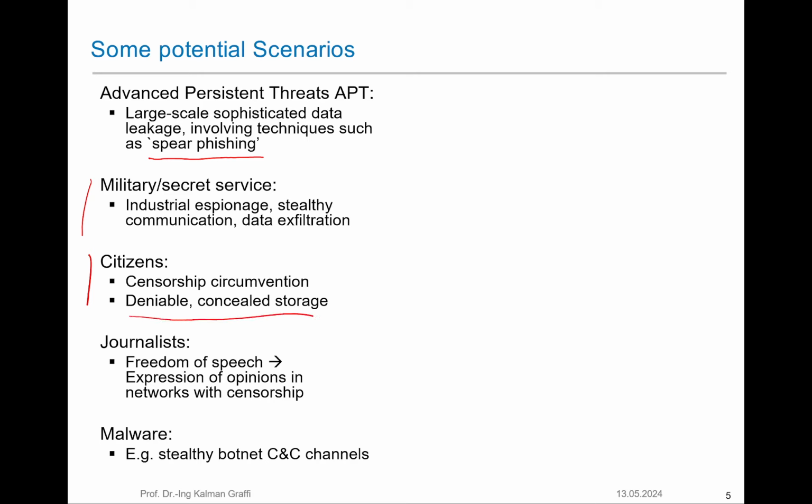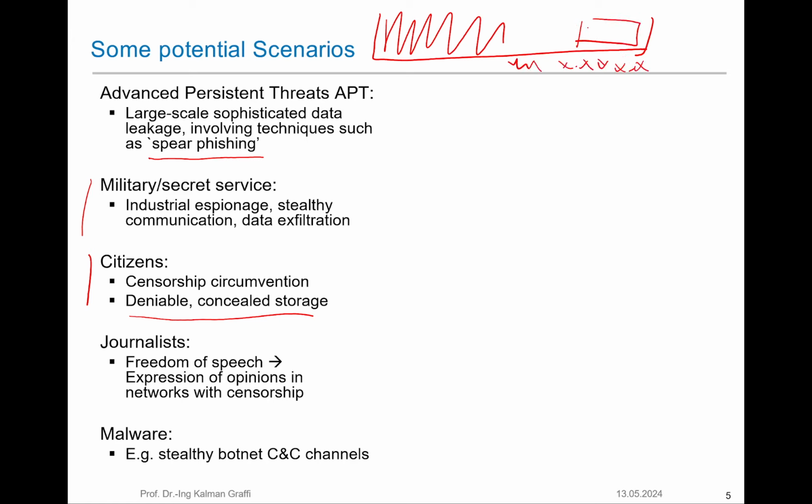concealed storage. What I told with VeraCrypt, if you have your hard disk and you have here your data, and somewhere at the back where all the random bits are, you have also random looking bits, then you can just deny that you have those, because they cannot prove that there's really something there. Yeah, journalists the same, freedom of speech.